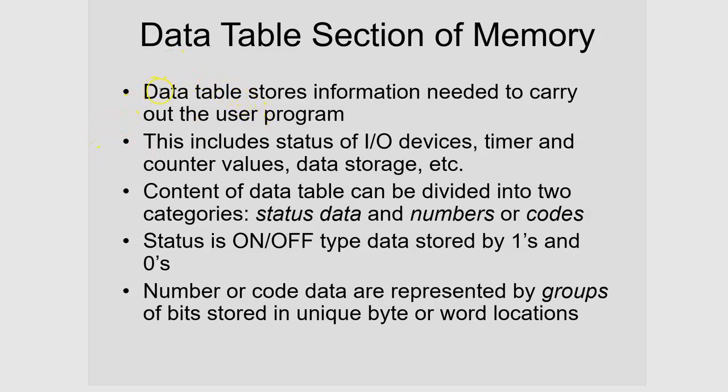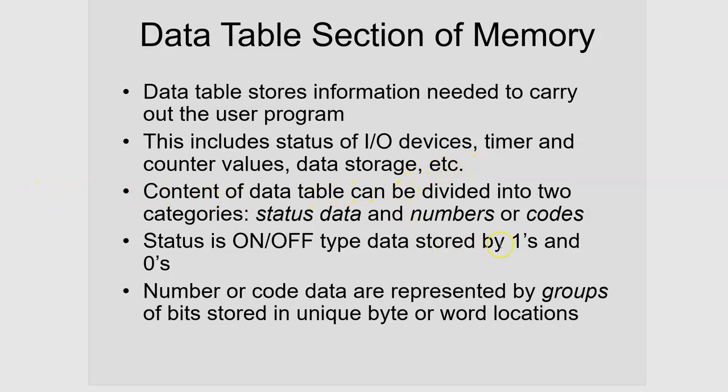So data tables store information needed to carry out the user program. This includes the status of I/O devices, timers, counters, and data storage, etc. The content of a data table can be divided into 2 categories: status data, and then numbers or codes. The status data is the switch that can be open or closed. That's the data that can be a 1 or a 0 to represent the state of a switch, whether it is open or closed.